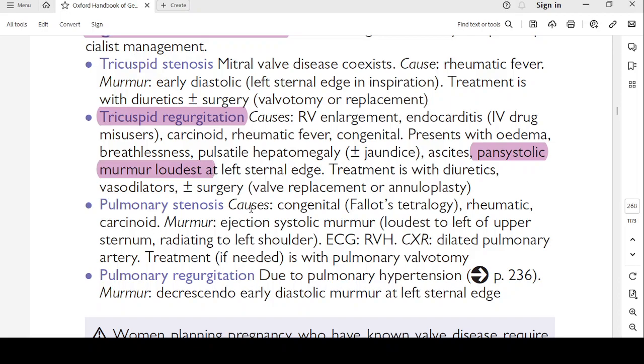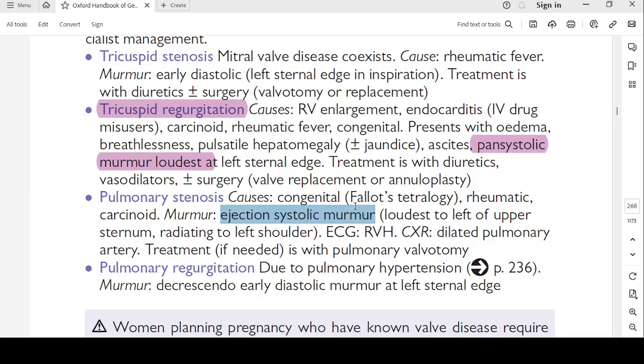Pulmonary stenosis causes: congenital like Fallot's tetralogy, rheumatic cause and carcinoid. So carcinoid can cause either tricuspid regurgitation or pulmonary stenosis. Murmur of pulmonary stenosis is an ejection systolic murmur, loudest to the left of the upper sternum, radiating to the left shoulder. ECG: right ventricular hypertrophy will be there in pulmonary stenosis. Chest X-ray: dilated pulmonary arteries. Treatment, if needed, is with pulmonary valvotomy. Pulmonary regurgitation. Due to pulmonary hypertension, murmur is a decrescendo early diastolic murmur at the left sternal edge.